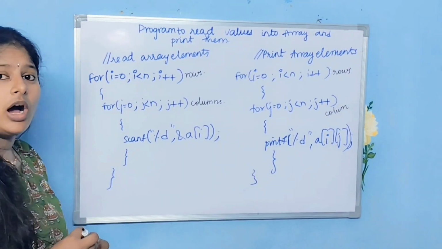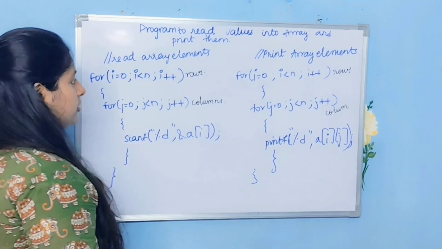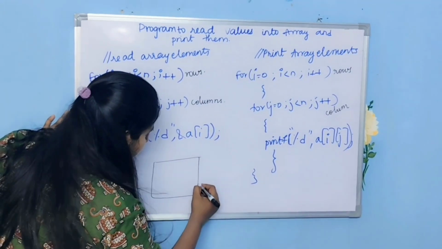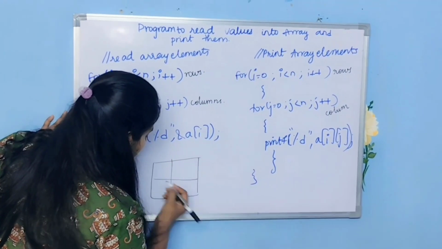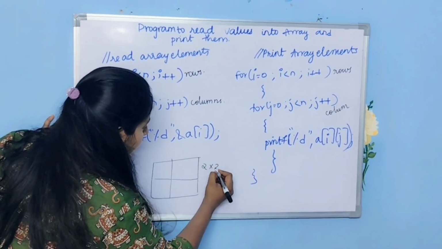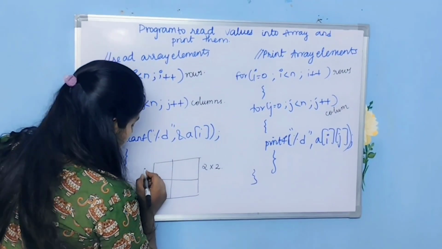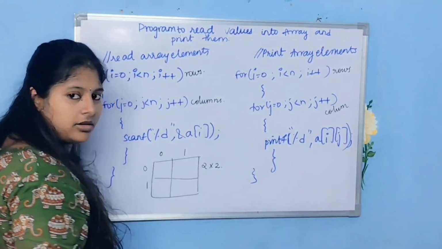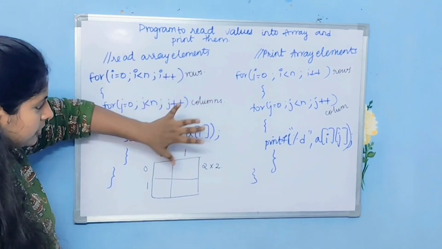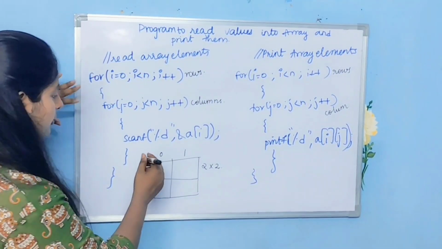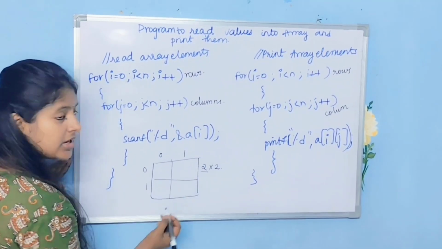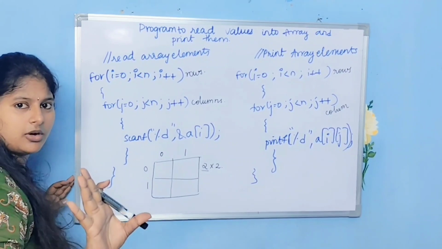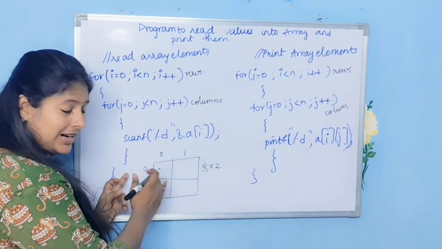So how do we print? Just try to understand. For example, I want to print 2 rows and 2 columns. Array index starts from 0, 1. Array index again starts from 0 to 1. Now how do you write this for loop? For 2 rows, the array index goes from 0 to n-1, that is 0 to 1. That's it.